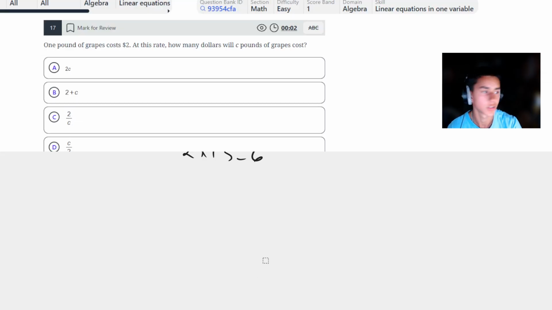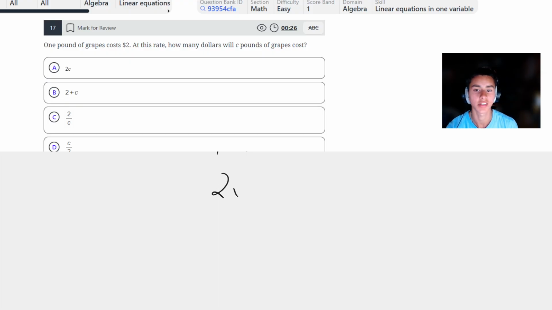1 pound of grapes costs $2. At this rate, how many dollars will c pounds of grapes cost? Okay, so if 1 pound of grapes costs $2, 1 times 2. So this is just a slope. This is like a rate. So for every 1 pound of grapes, we're paying $2.